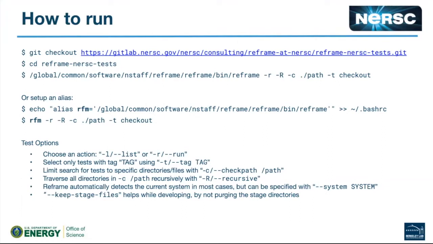And then this capital R tells it to recursively look in all directories. So if you have subdirectories with tests in them, it'll search for those. The other thing is there's some optional stuff you can do. You can specify the system or keep stage files, which will keep the output. Like if a test is successful, it will delete all the output that it makes, all those files that I was just showing before. But sometimes you want to keep them and make sure that everything worked as intended, or look at the scripts afterwards and make sure that they work. And so then you can tell it to keep the stage files, and it'll keep them around even if it succeeds.